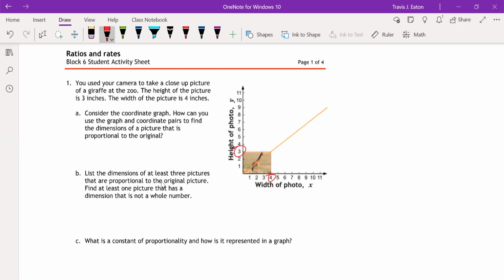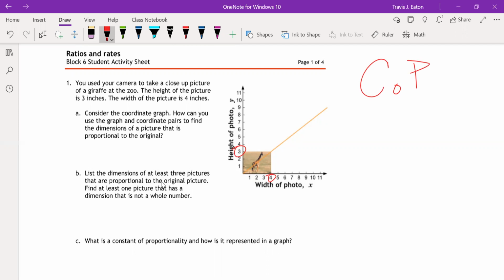So we're going to be talking about the constant of proportionality, okay? The constant of proportionality, otherwise known as the COP. Big C, little o, big P. Now, if you look at this coordinate graph, how can we use the graph and coordinate pairs to find the dimension of a picture that is proportional to the original?